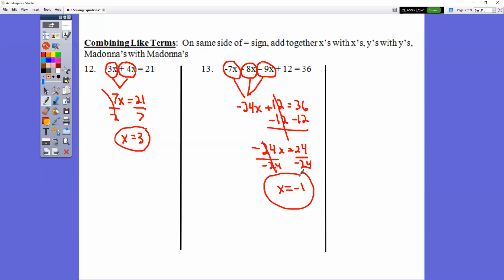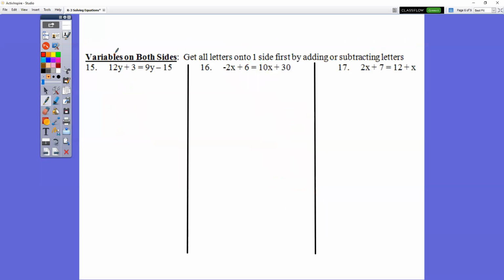So again, you can only add together letters that are on the same side of the equal sign. Make sure that you look at the sign that's in front of them. The last kind of problem that we're looking at today has variables. Remember, a variable is just a letter. We have variables on both sides of the equal sign. Notice that we have a 12y on one side and a 9y on the other side. What you want to do with variables on both sides is get all the letters onto one side first by adding or subtracting them. If it's a positive letter, you want to subtract it from both sides. If it's a negative letter, you want to add it to both sides.